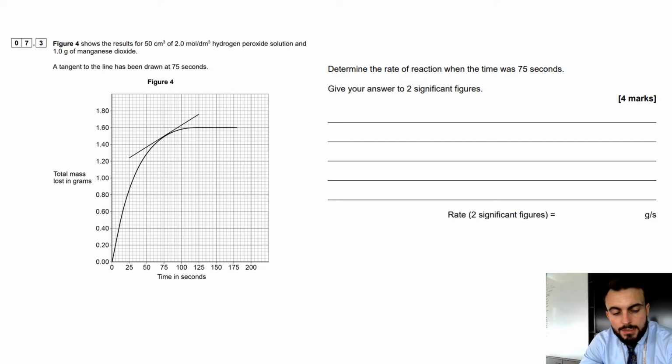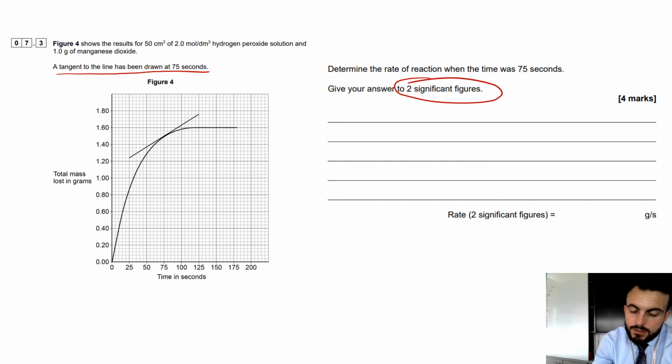So here we have a rates calculations question. Figure 4 shows the results for 50 centimeters cubed of 2 mole per decimeter cubed hydrogen peroxide solution with 1 gram of manganese dioxide. The tangent line has been drawn at 75 seconds. Determine the rate of reaction when the time was 75 seconds. So we're going to use that tangent line. It says give your answer to 2 significant figures, which remember you highlight or circle as soon as you see it, just in case you forget towards the end and miss out on a mark. So the first thing we're going to do is use the tangent line, which they've kindly already drawn for us, and we're going to complete the triangle.